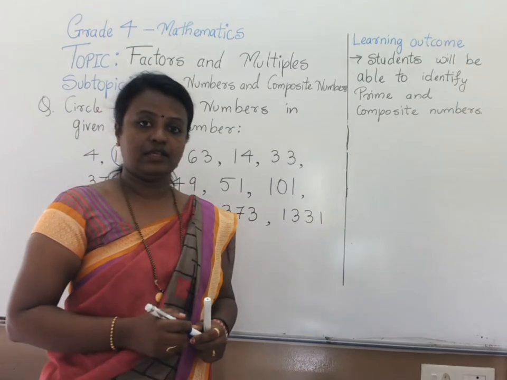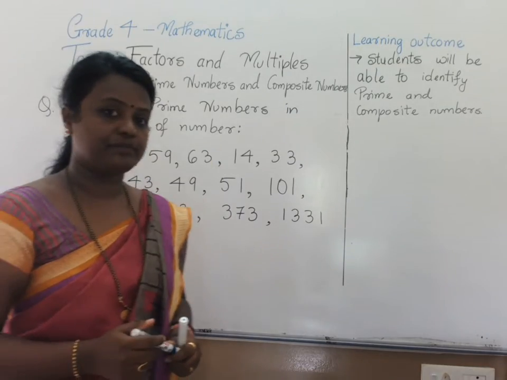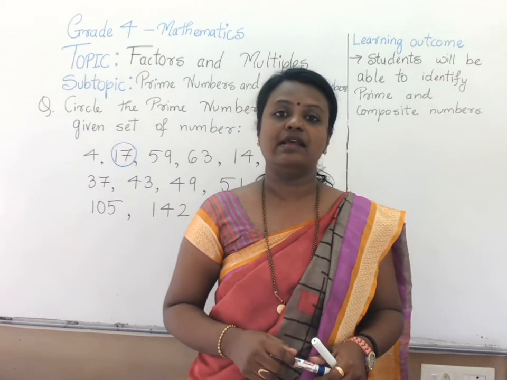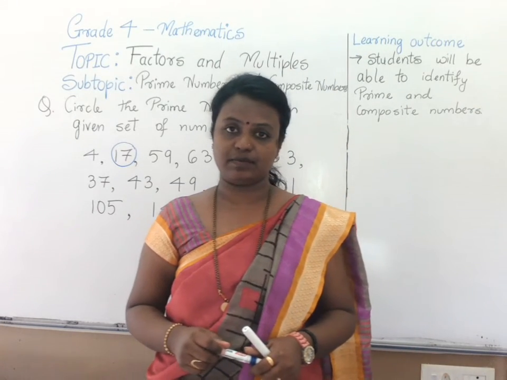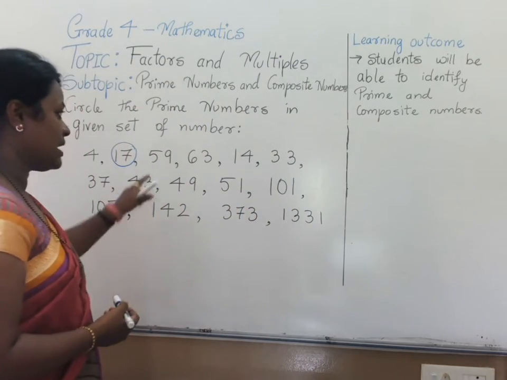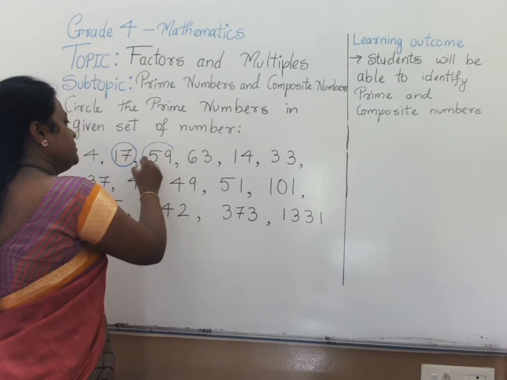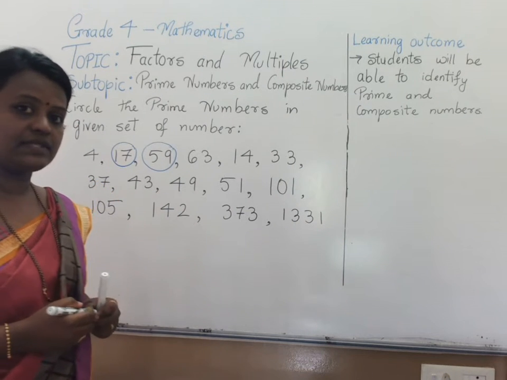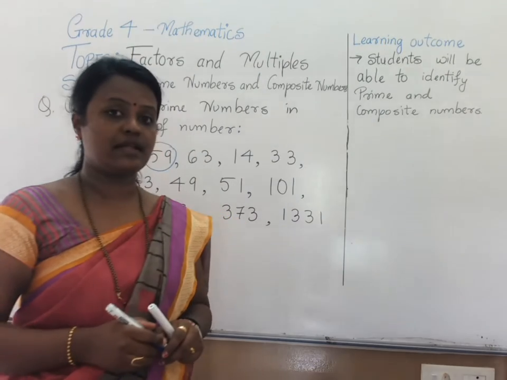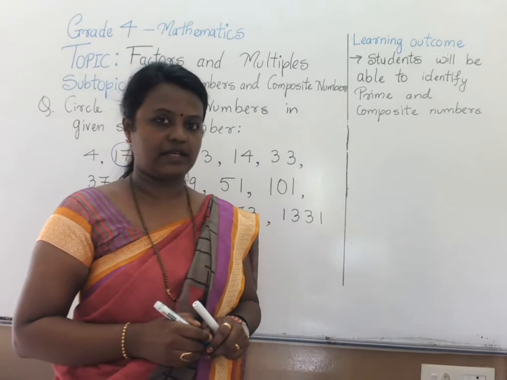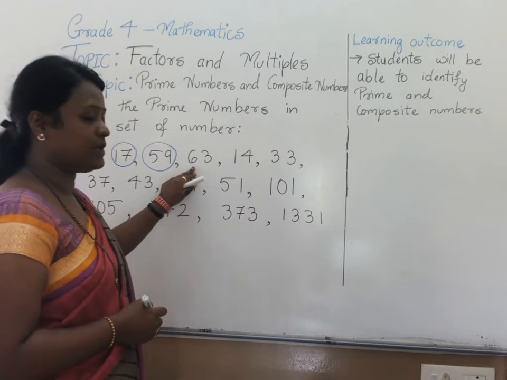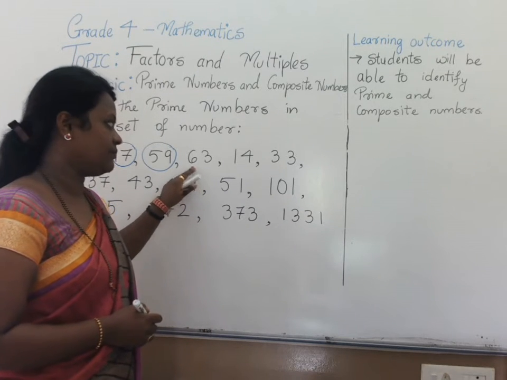59. You need to check by dividing by 2, 3 and so on so that you can finalize whether the given number is prime or composite. We note 59 as a prime number. Let us check with 63. Yes, you could easily make out that 7 nines are 63. So it has factors other than 1 and the number itself. So 63 is not a prime number. It is a composite number.